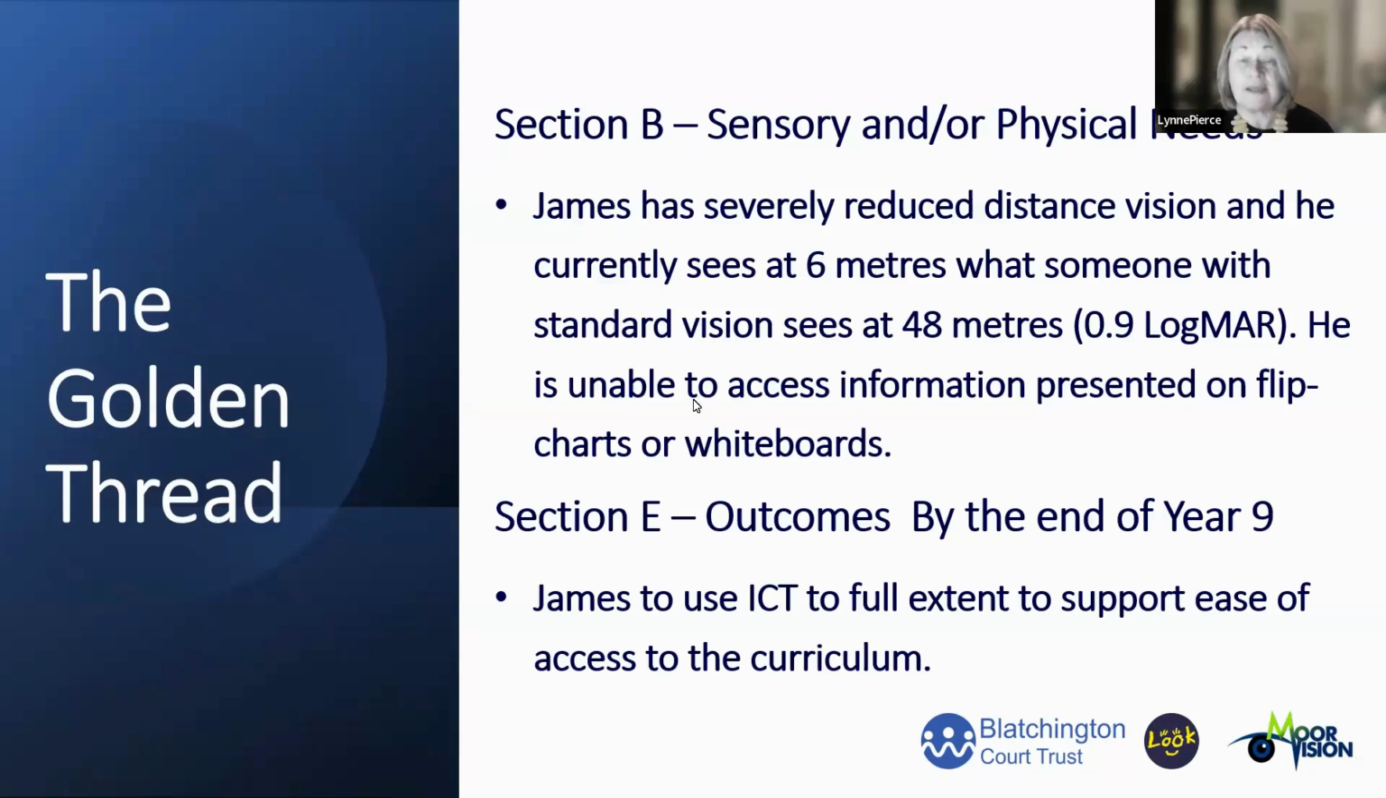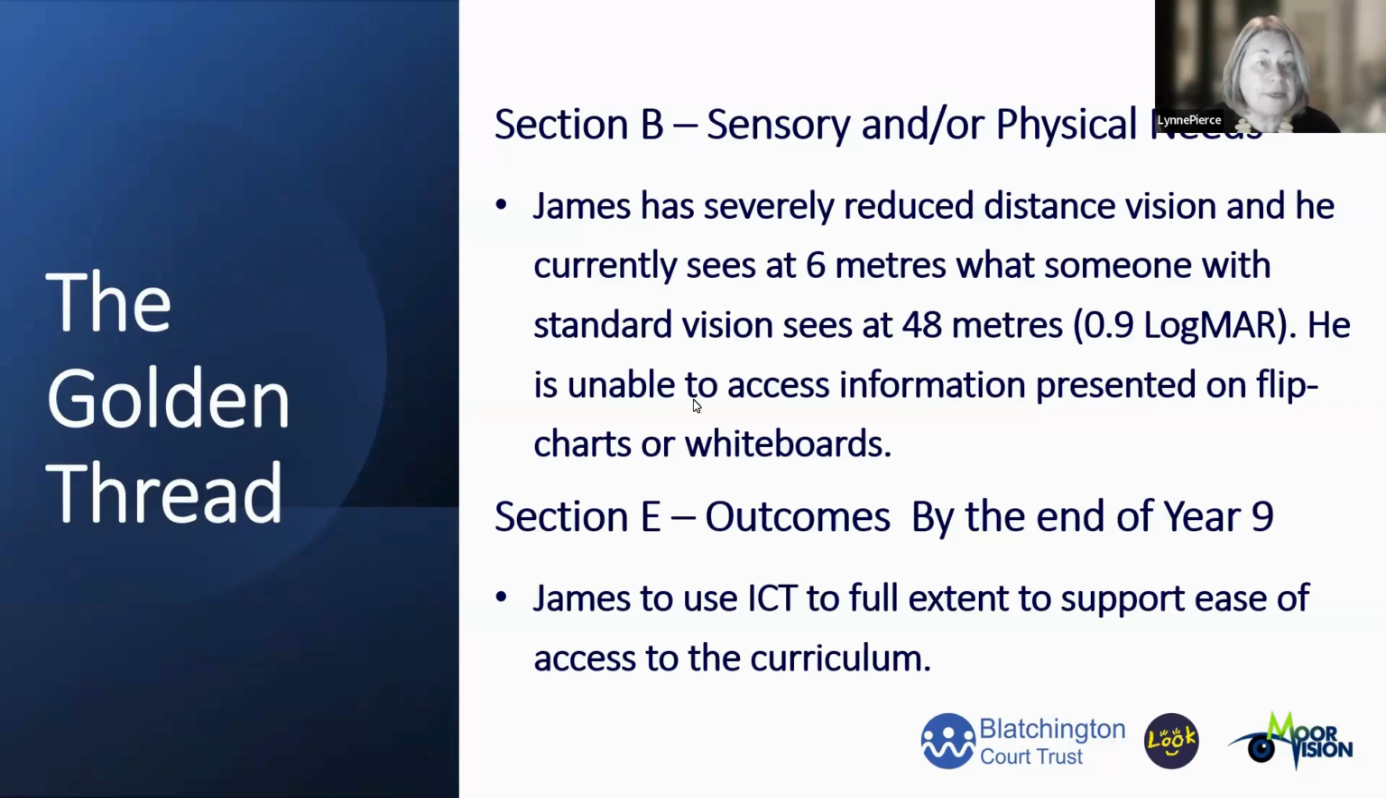He's unable to access information presented on flip charts or whiteboards. So it's shown this is how his vision impairment impacts on him. If you go back to that slide, you'll see lots of other things, how his vision impairment impacts on him. An outcome that's relevant by the end of year 9: James to use ICT to its full extent to support ease of access to the curriculum.